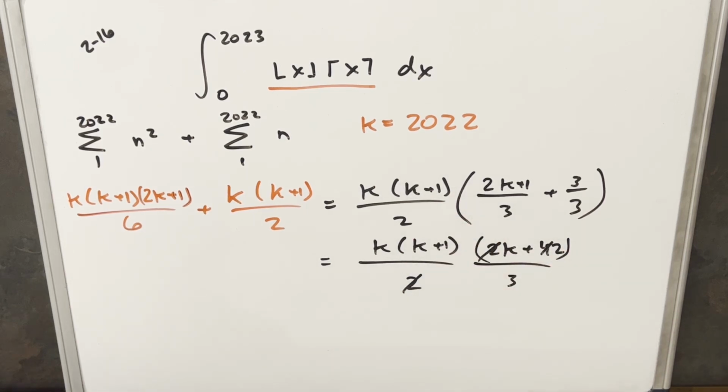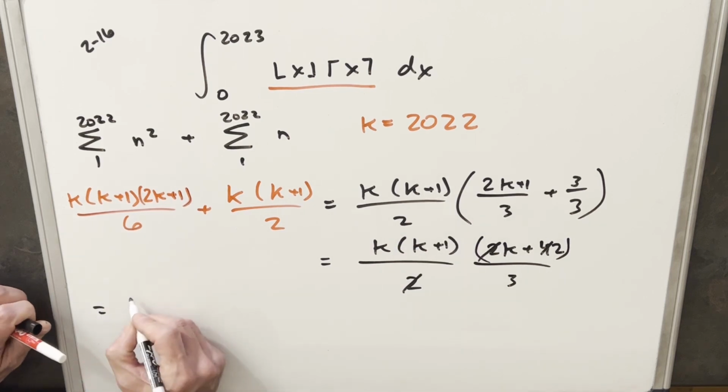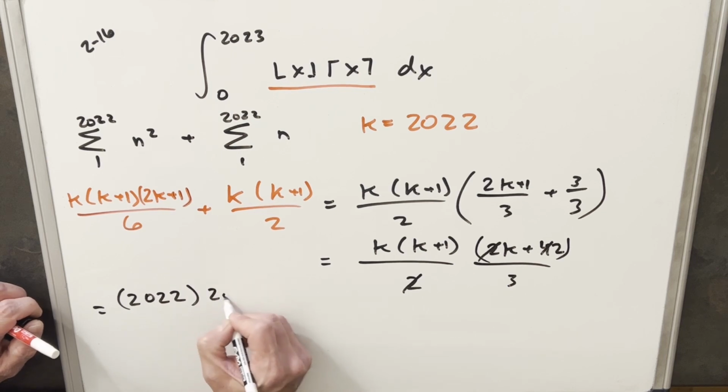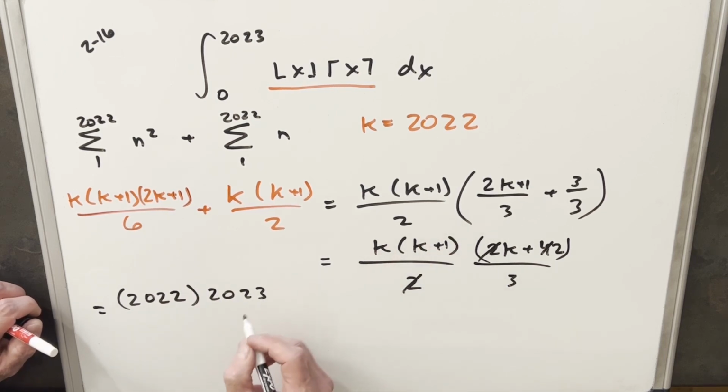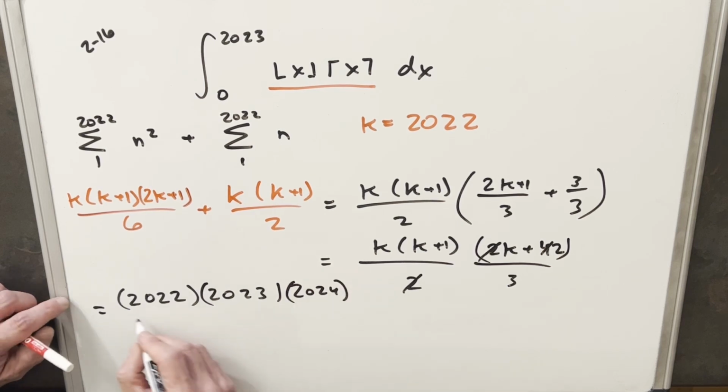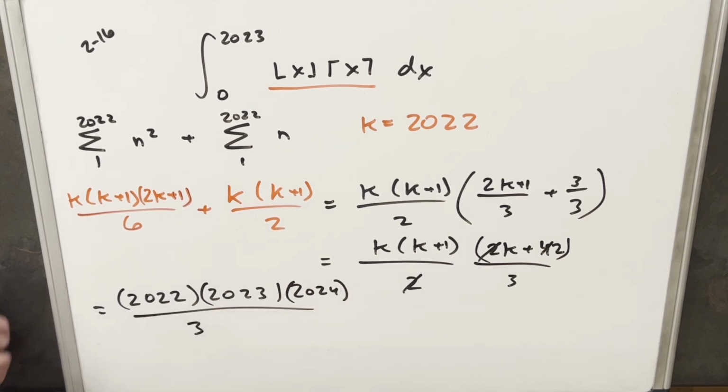So at this point, we'll take the k and plug this back in. All we have to do is calculate 2022 times 2023 for our k plus 1 term times 2024 all over 3. And I sure hope that UNSW allows calculators, because this is not that nice if you had to multiply it out. I mean, you could do it, but it's going to be a little tedious.